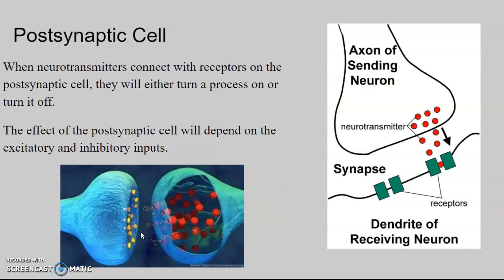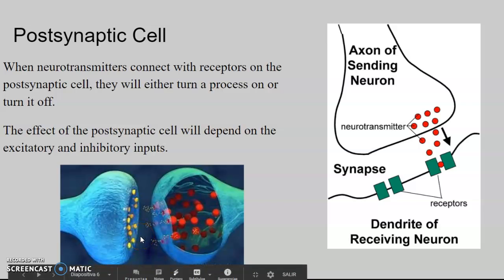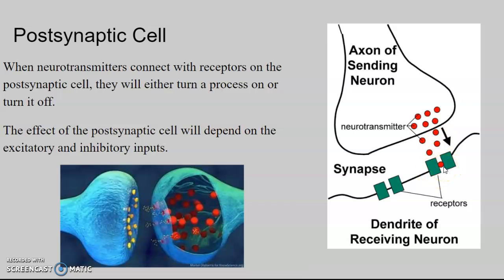Once the neurotransmitters have left the presynaptic neuron, they will connect with receptors in the postsynaptic cell. Here you can see when they left, they will go to the receptors of the postsynaptic cell. This will cause a process to turn on or turn off. This depends on the amount of excitatory or inhibitory inputs. And that's how the synapse process works.